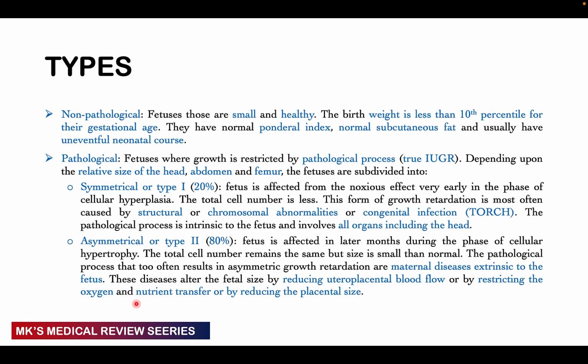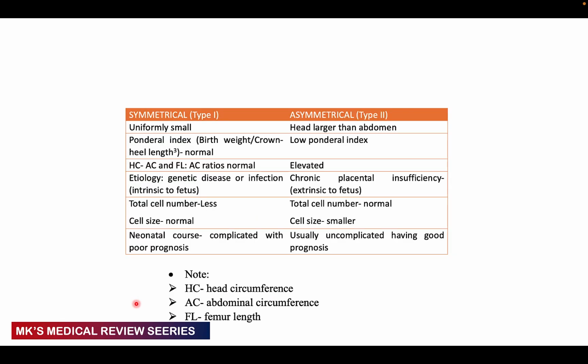So you find that in symmetrical IUGR, the child is symmetrically small. The head is proportionally small in relation to the rest of the body. Then in the asymmetrical type, you have the head being large and the rest of the body being small. So here's a difference between the two: symmetrical, which is type 1, and asymmetrical, which is type 2. Symmetrical babies are uniformly small, while in asymmetrical, the head is larger than the abdomen. Then the ponderal index is normal.